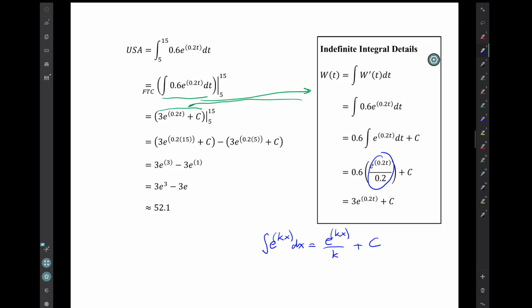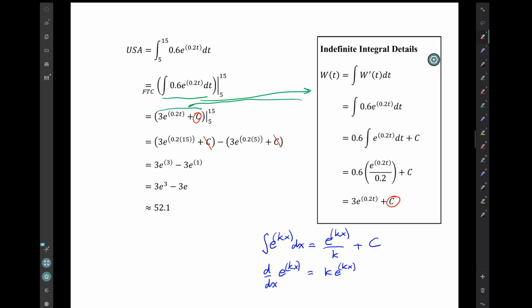The corresponding derivative rule is that the derivative of e to the kx is k e to the kx. As usual, the indefinite integral results in a function form that has a constant of integration. That constant of integration gets brought back as part of the function form and then gets canceled in the first subtraction step.